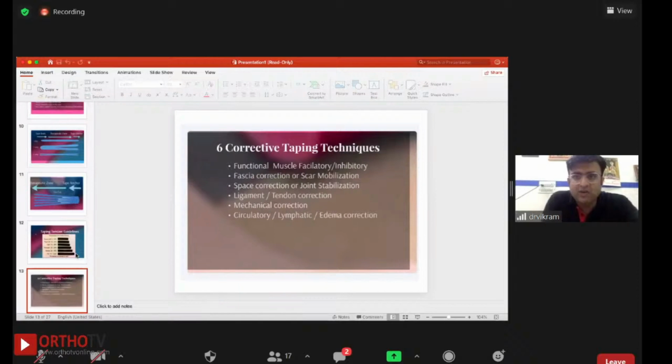There are six needs for corrective taping techniques. I would recommend three, which I found the best in my clinical practice: when we are doing functional, muscle, facilitative or inhibitory; facial correction or scar mobilization; space correction or joint stabilization, which I use very much. Also ligament and tendon correction, mechanical correction, and circulatory and lymphatic edema correction, which I'll show you.